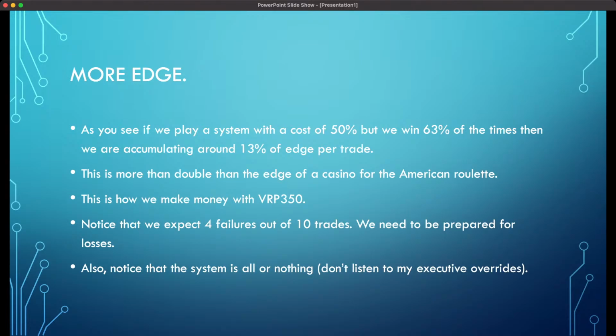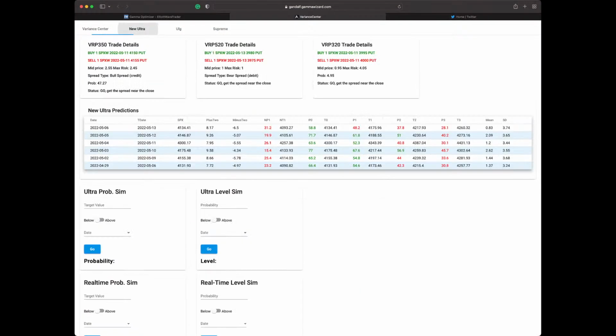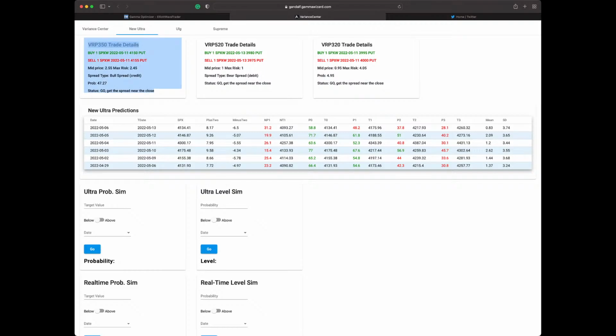Let me show how a trade looks like, for those of you that haven't seen a trade. Let me see if I can flip my screen here to the second scene. Yes. So this is how the trade looks like, the VRP350, this one right here. So you can see the trade details all day long, but we only enter at the end of the day. So right now it looks like it's a bull spread, so that means that we are selling this put spread. And you see a probability.